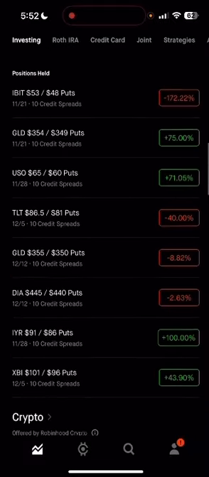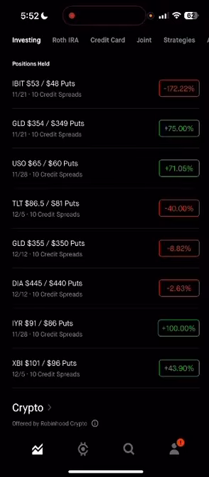So you can see your positions held. You can see here, I have one that's approaching a 2x loss. It's almost at 200%. So on Monday morning, I need to monitor that position and make sure that if it breaches 200%, I'm going to sell it immediately.